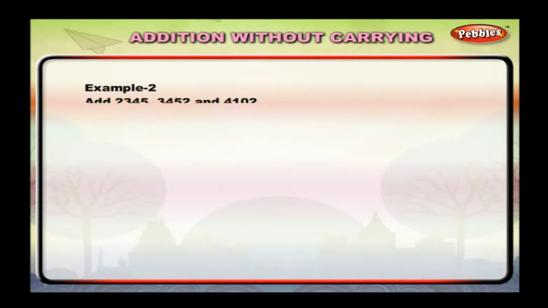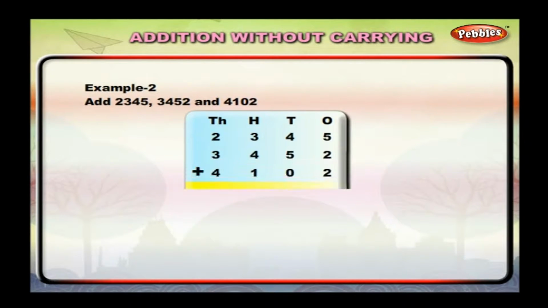Example 2. Add 2345, 3452 and 4102. First, arrange the numbers in column of ones, tens, hundreds and thousands. Now, add the numbers in the ones column. 5 ones plus 2 ones plus 2 ones is equal to 9 ones.